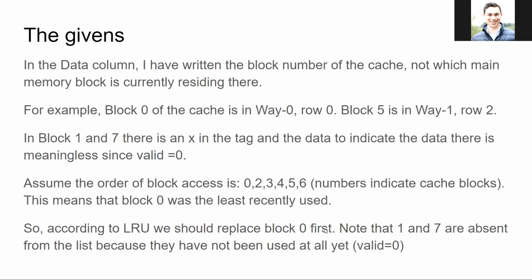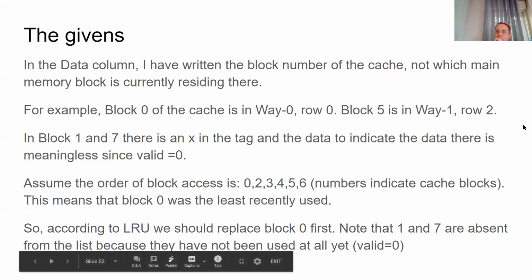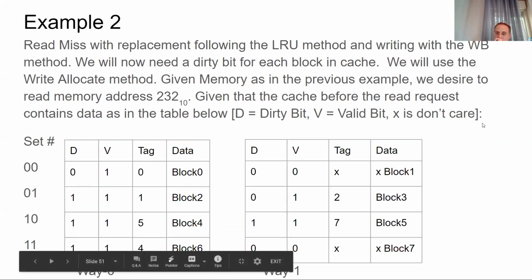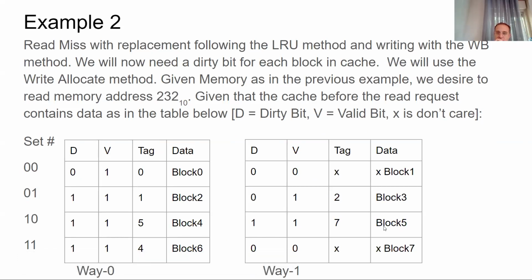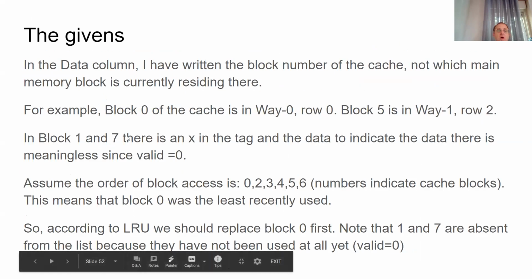It's in row 2. Sorry, row 2. Block 5 is in way 1, row 2. Let's see. You're right, which is the third row. Which is here, row 2. The third row. There's block 5 in the first way. Block 1 and 7, there is an X to indicate the data there is meaningless and valid is 0.